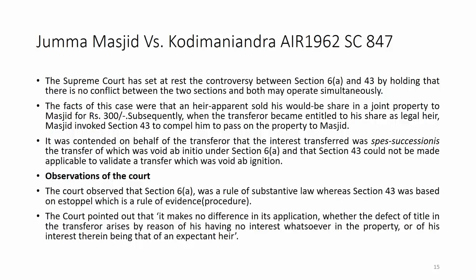So, it was contended on behalf of the transferor that the interest transferred was a spes successionis, the transfer of which was void ab initio under section 6, whereas section 43 could not be made applicable to validate the transfer. What did the court observe in this case? The court observed that section 6A was a rule of substantive law, whereas section 43 is a rule of procedure, that is, evidence. Okay. So it makes no difference in its application whether the defect of title in the transferor arises by reason of his having no interest whatsoever in the property or of his interest therein being an expectant heir's. So, here it has been said that there is no difference.